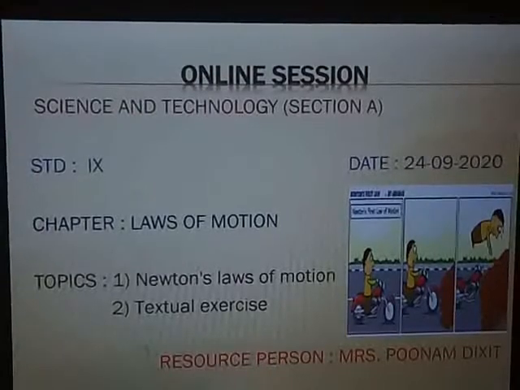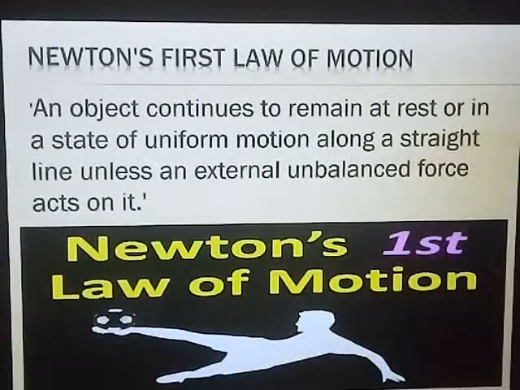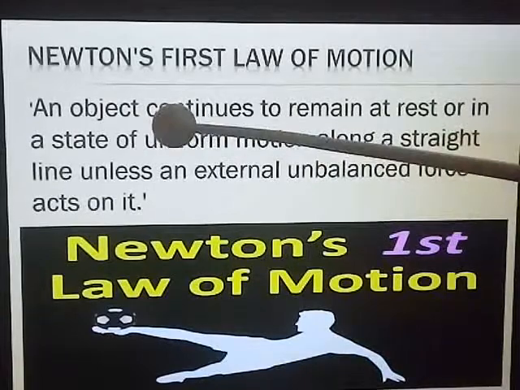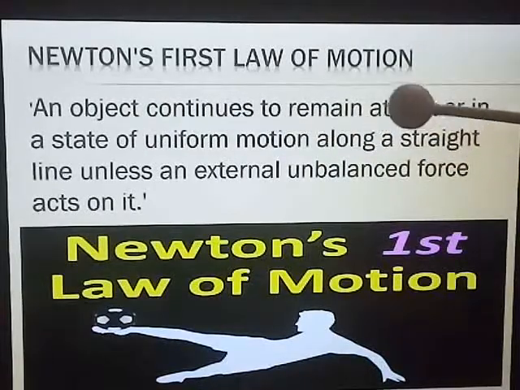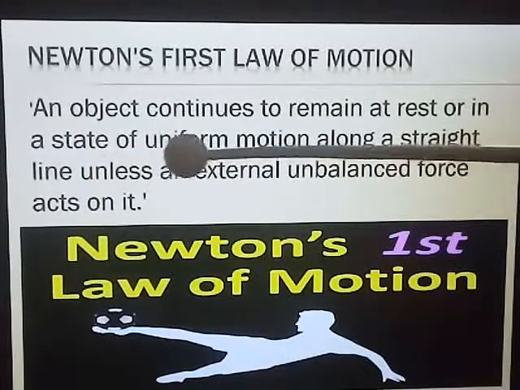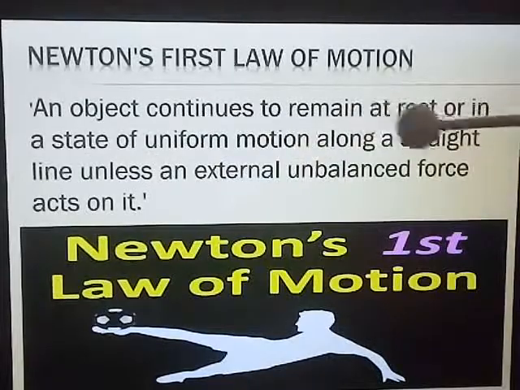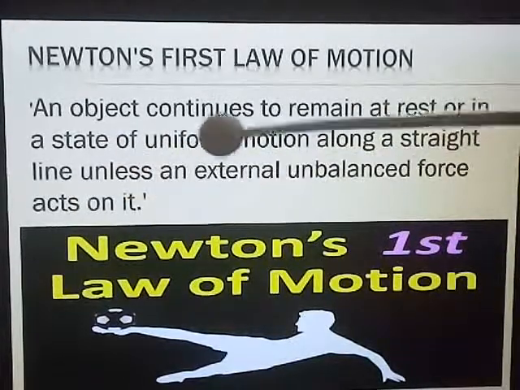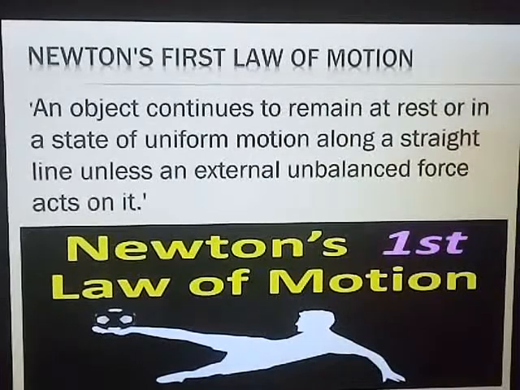So we begin with Newton's first law of motion. An object continues to remain at rest or in a state of uniform motion along a straight line unless an external unbalanced force acts on it. Many examples we had discussed last time about Newton's first law of motion.